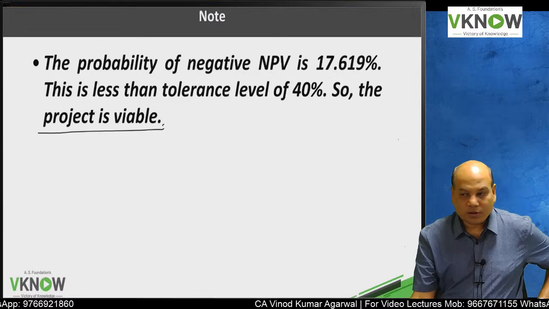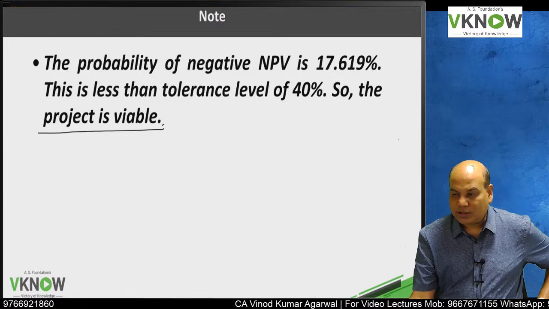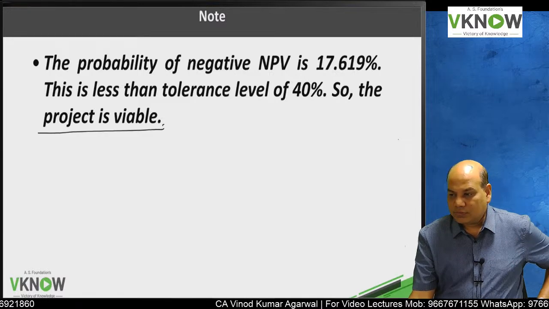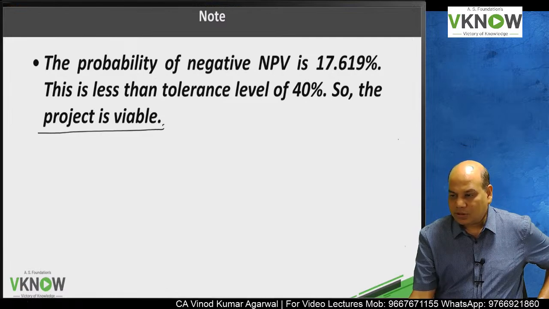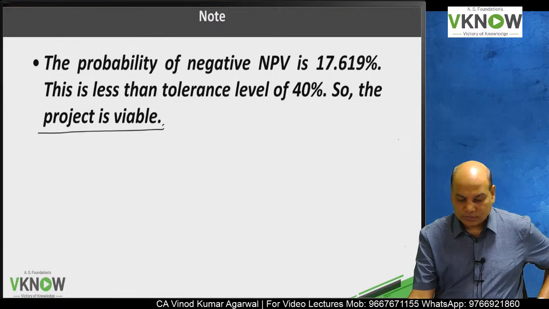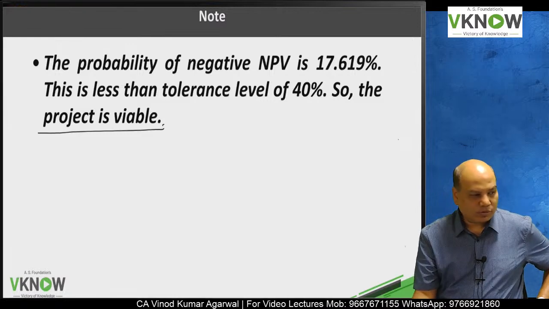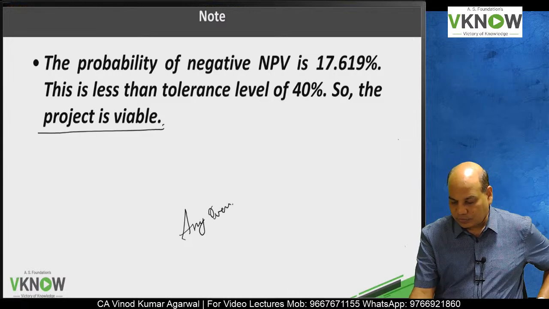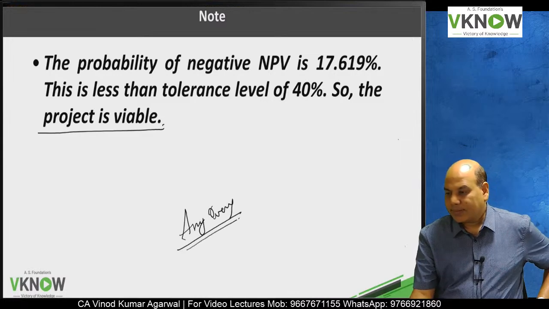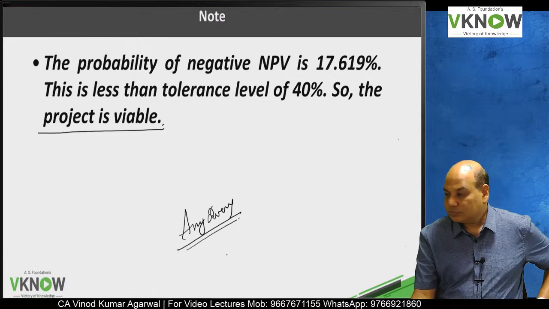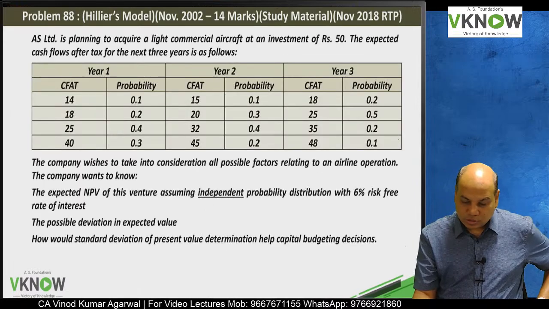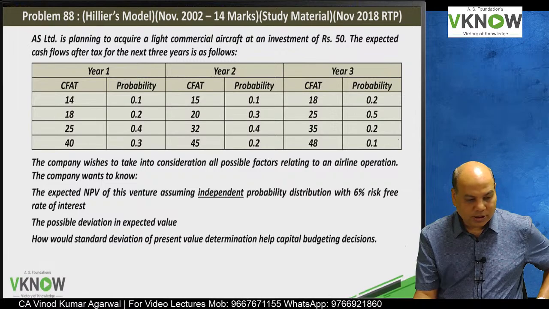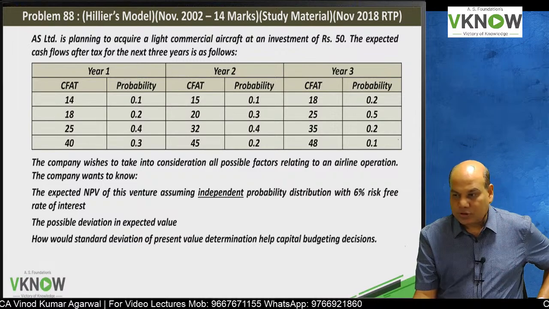Applying probability of NPV less than 0, we find that it is within our tolerance limit and we will say the project is viable. This answer is over. Any query on this question? Any query? Yes or no? No queries. Okay, come to question number 88.